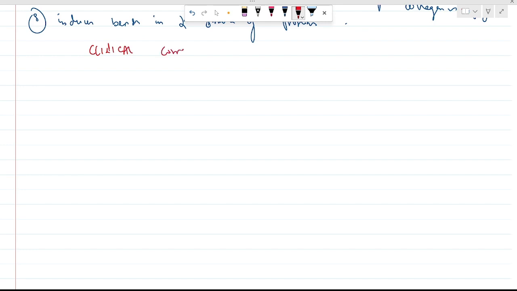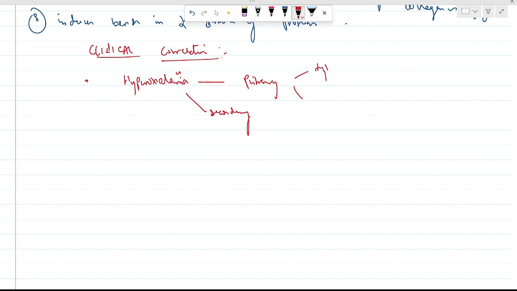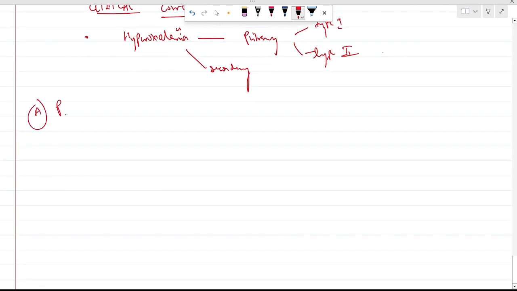Clinical correlation of glycine. It causes a condition called hyperoxaluria. Okay, now this is again of two types, primary and secondary. Hyperoxaluria primary and secondary. Primary is again of two types, type 1 and type 2. Okay, so let's start with primary type 1.